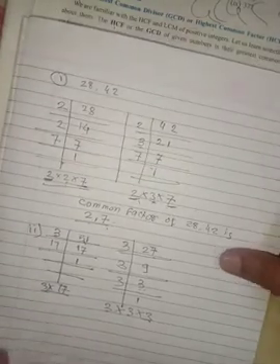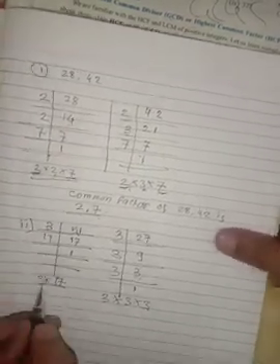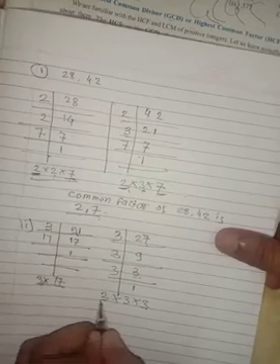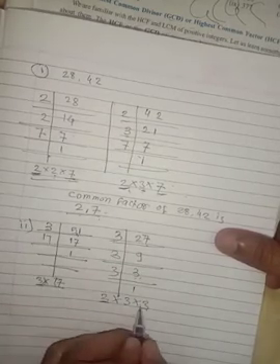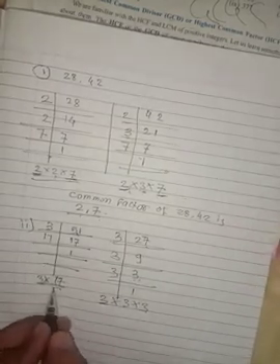Now let's find the common factor. So 3 is common, and after that the 7 is not the same.